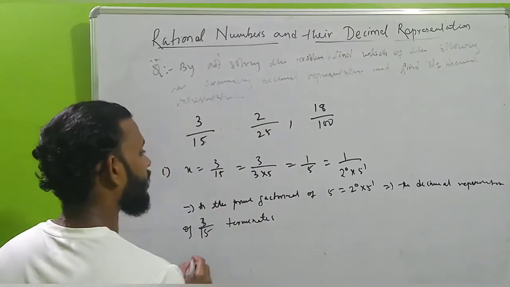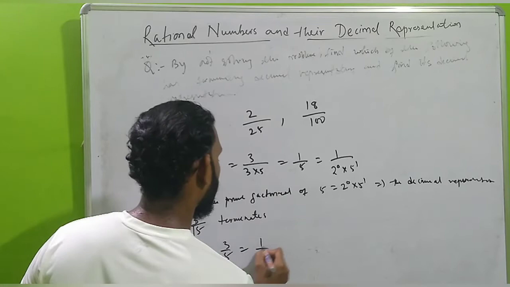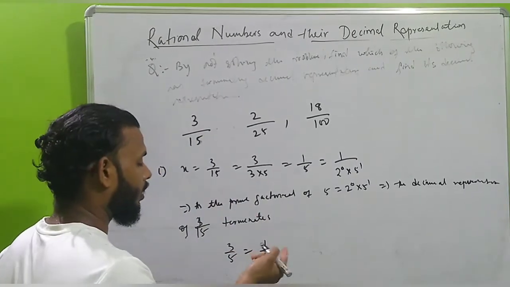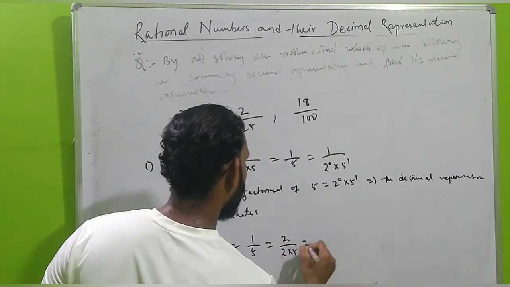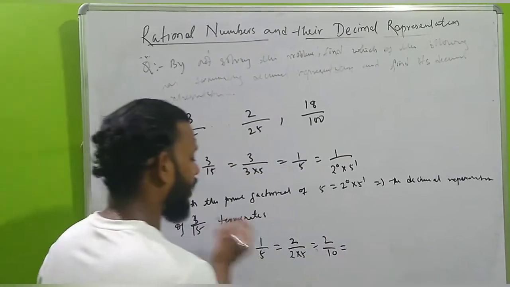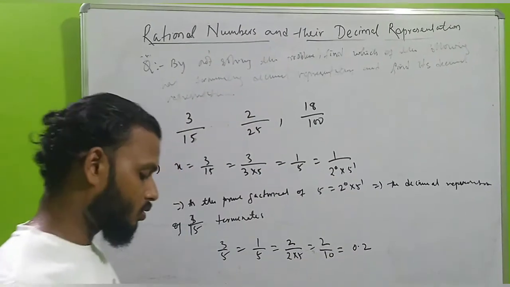Then what will be the value of this decimal representation? So 3 by 15 is equal to 1 by 5. We will multiply 2 in the numerator as well as the denominator. So I get 2 by 2 into 5, that is 2 by 10. Now it is easy to write in decimal form. So it is 0.2.